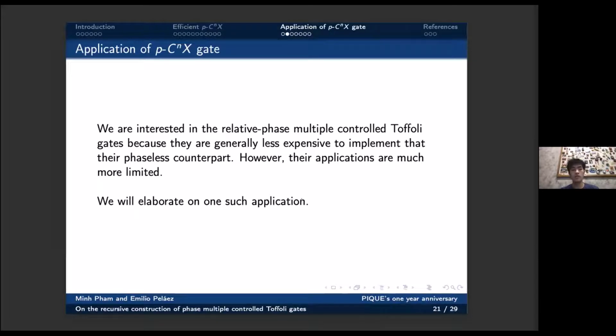But Emilio is going to walk you through one of the applications because I think it's still really important and it will offer a lot of speed up in this respect. So take it away, Emilio.